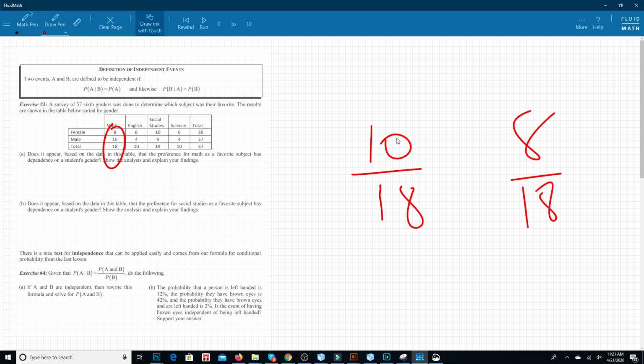B says, does it appear based on the data in this table that the preference for social studies as a favorite subject has a dependence on student gender? Well, again, for female it's going to be 10/19. For male, it's going to be 9/19. All right? So you would say slightly more skews toward female.